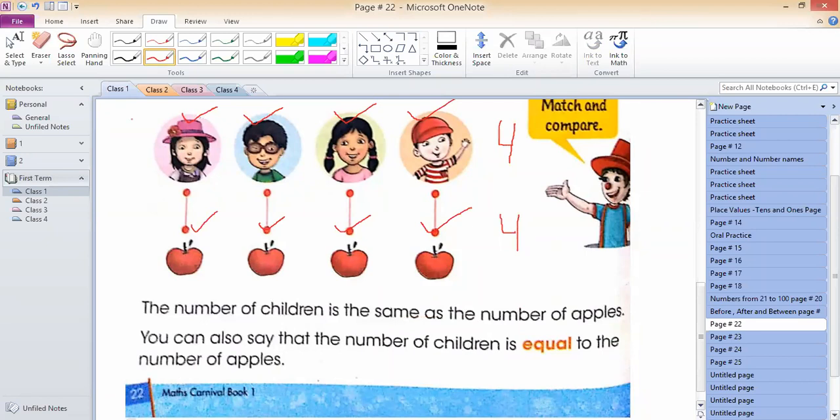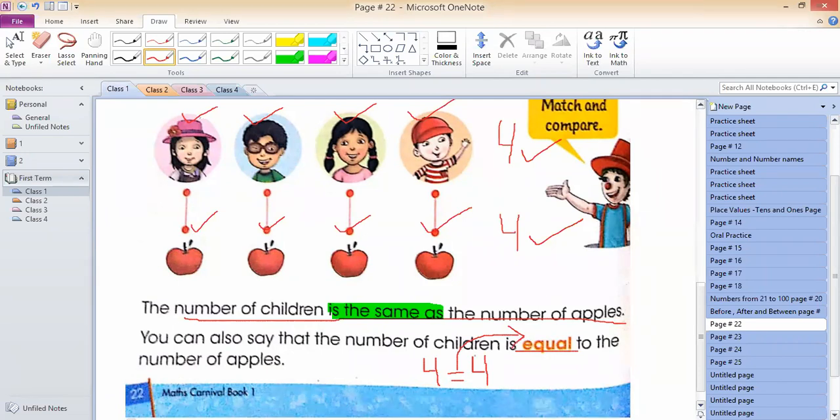Guys, this is very important. Again I'm repeating what you can say: the number of children is the same as the number of apples. Why same as, guys? Because they both are 4. Children are also 4 and the number of apples is also 4. They both are equal. That's why we can also say that the number of children is equal to the number of apples. Or I can write in mathematical form, 4 is equal to 4. This is the sign of equal to.